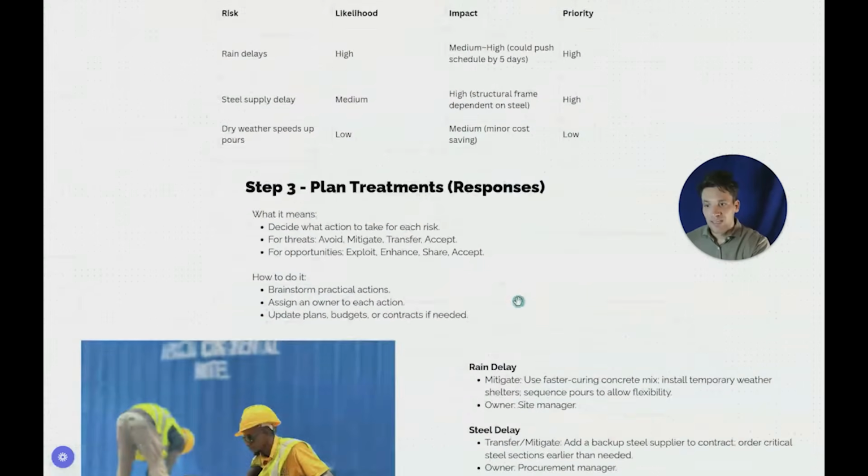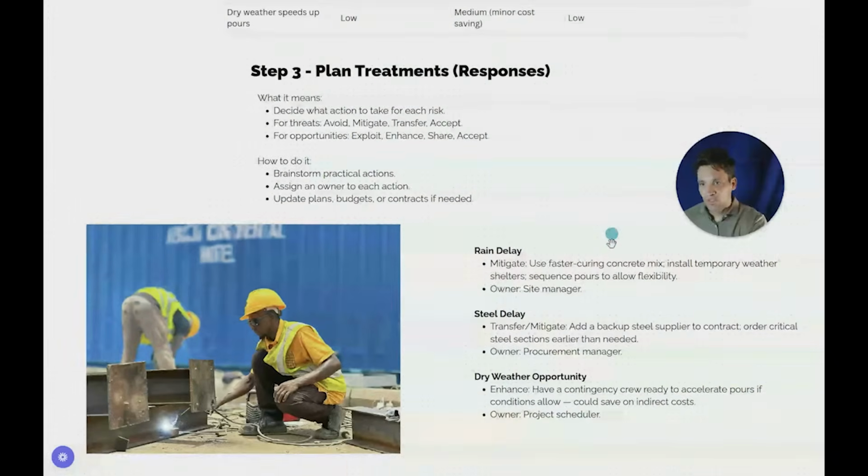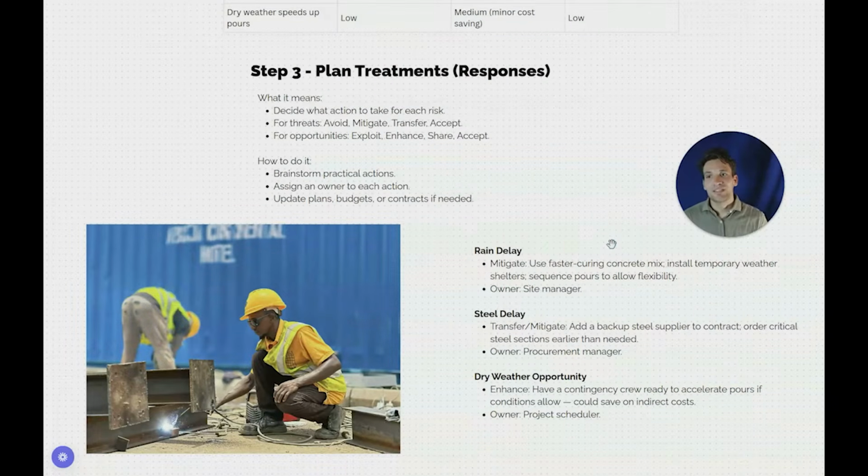Okay, so then step 3 is to plan our responses. What this means is we decide what action to take for each of our risks.